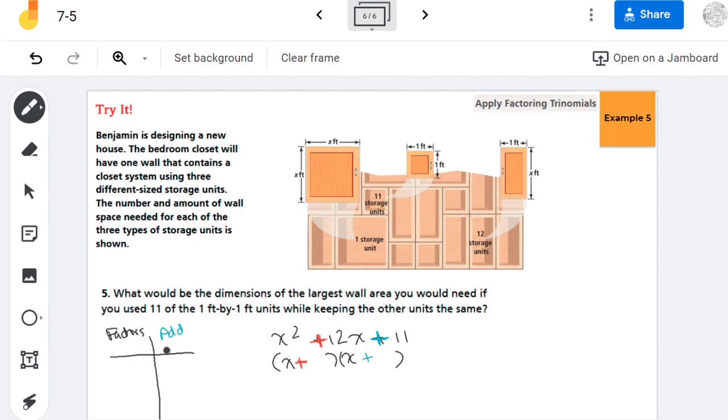Now remember, with my little factors, I need to flip the 11 and the 12. So I have the 11 here and the 12 here. So the only factors of 11 are 1 and 11. It's prime. And so right away I could fill in 11 and 1 on my table. So right there, those are the dimensions of the largest wall area.